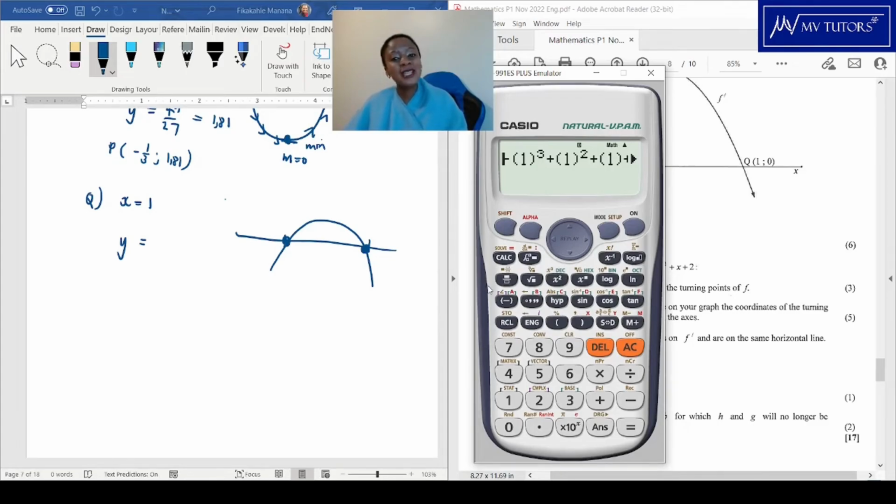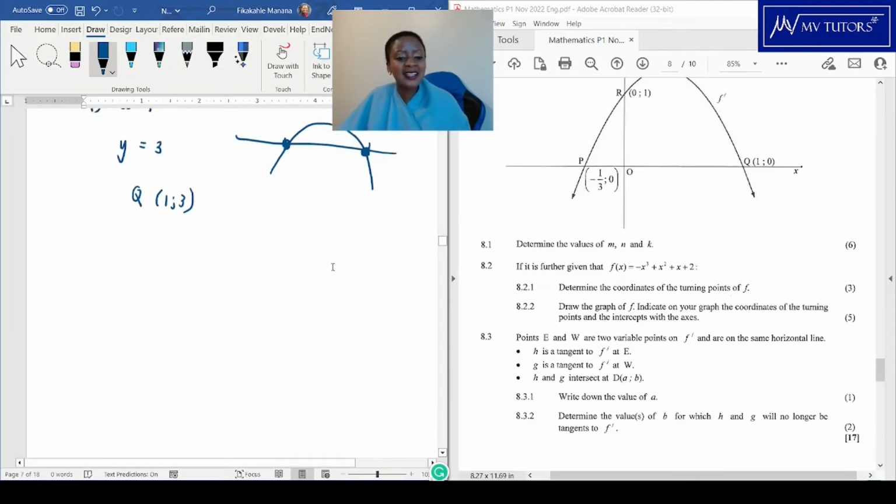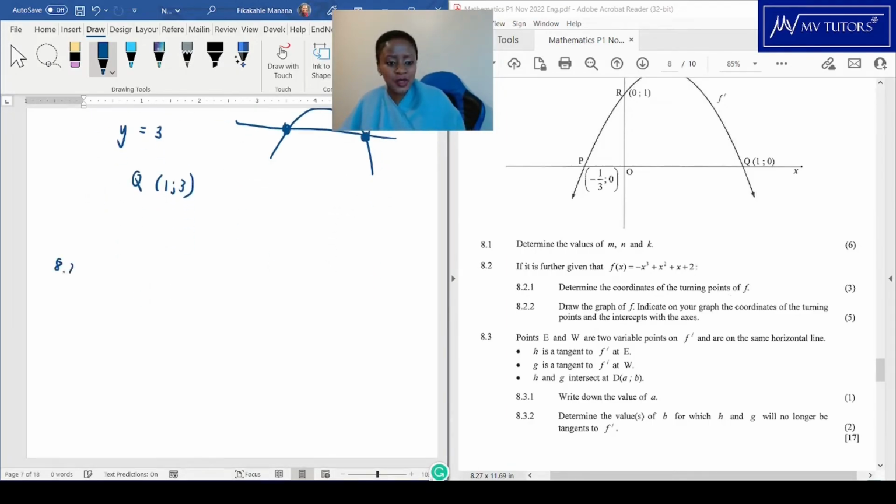Okay, cool. Now, if we substitute x is equal to 1, we're going to get y is equal to 3. So now our q coordinate is 1 and 3. So we have then for 3 marks the coordinates of the turning points of f. Now let's get to 8.2.2. Draw the graph of f. So you already know how it looks, right? Draw the graph of f. Indicate on your graph the coordinates of the turning points and the intercepts with the axes.